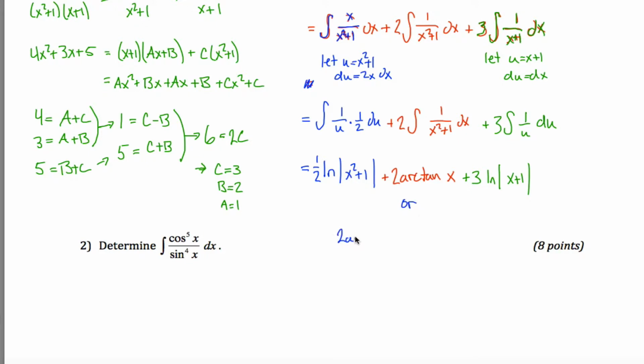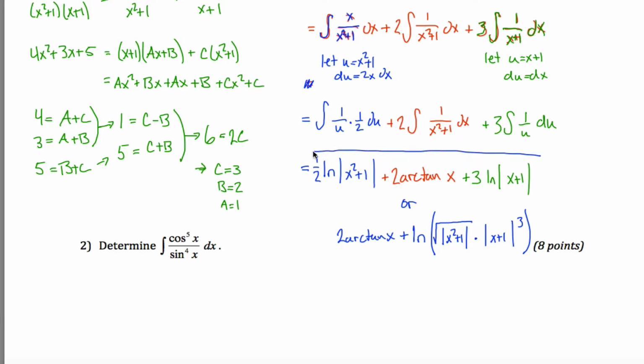2 arctangent of x plus, using log rules, I could bring this 3 up into the exponent, I could bring this 1/2 up into the exponent, and then I'd have the log of something plus the log of something else, which I can rewrite as the log of the product. So I can call this the natural log of the absolute value of x squared plus 1 to the 1/2 power, square root of, times the absolute value of x plus 1 to the 3rd power. Either of these are fine. I don't think anyone in the class would rewrite it like this, so I'll go ahead and circle or square this first one here and call that my final answer.